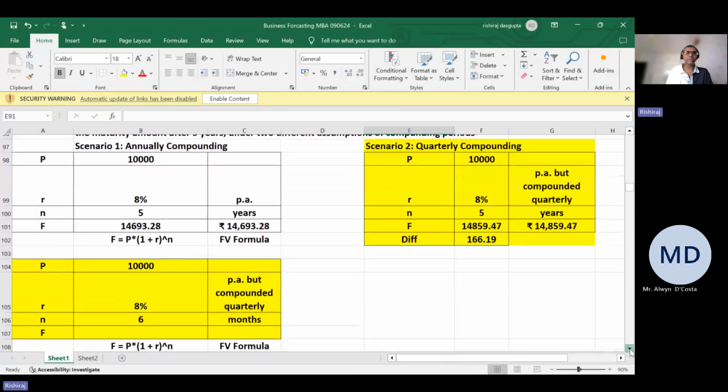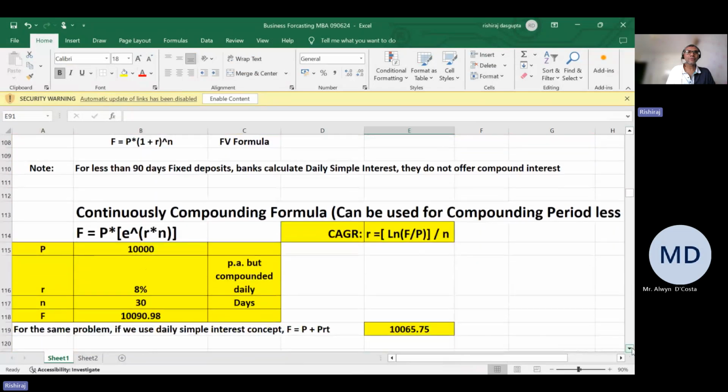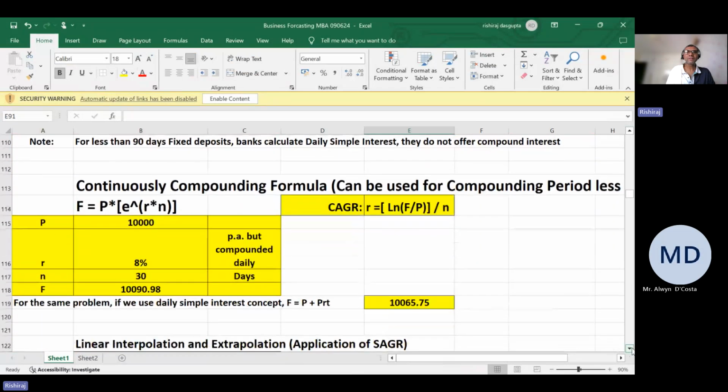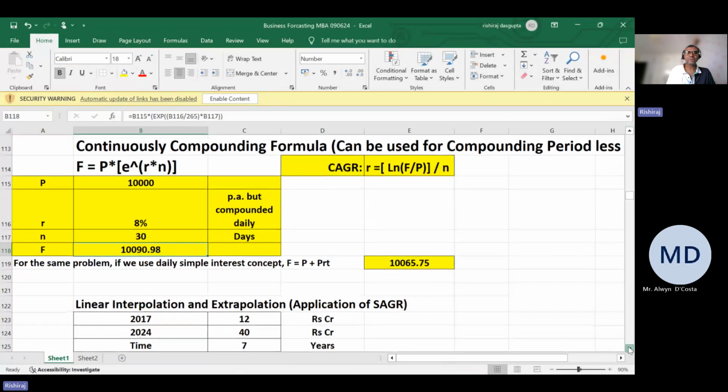Then I've given you one exercise. You have to solve this homework. I'll share this Excel sheet, and then we moved on to the continuously compounding formula for less than 90 days period. I use this formula F equal to P into e to the power Rn. We applied this formula here, and we compared it with the simple interest situation for 30 days, and we see that continuously compounding is slightly more. This is around 25 rupees extra compared to simple interest.